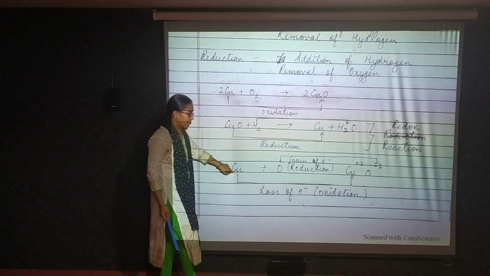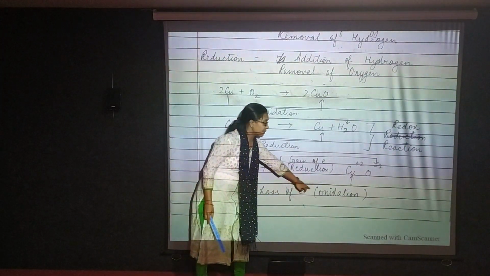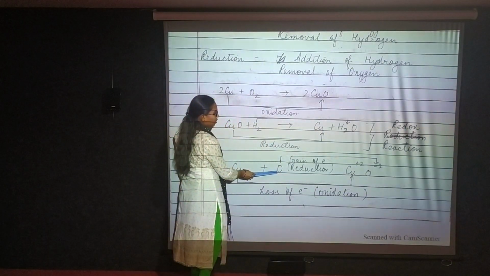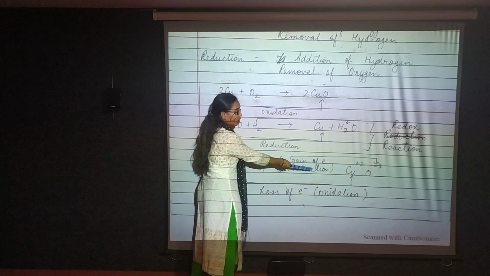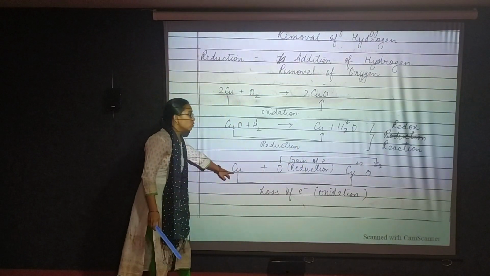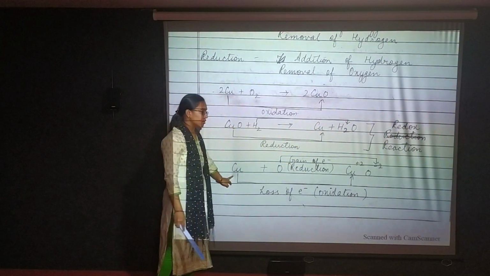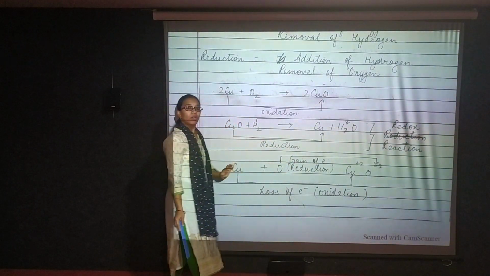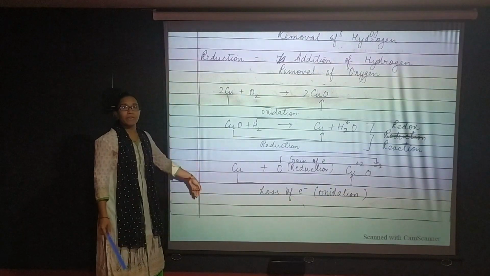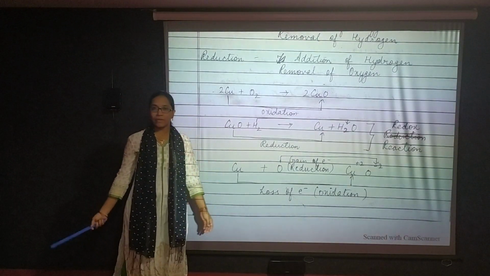It will lose its electron. Loss of electrons means oxidation, and oxygen was having -2. Why? Because it is gaining electron. So any of the element that loses electron, it will undergo oxidation, and when it will gain electron, it will undergo reduction. So here we are completing the types of chemical reactions.